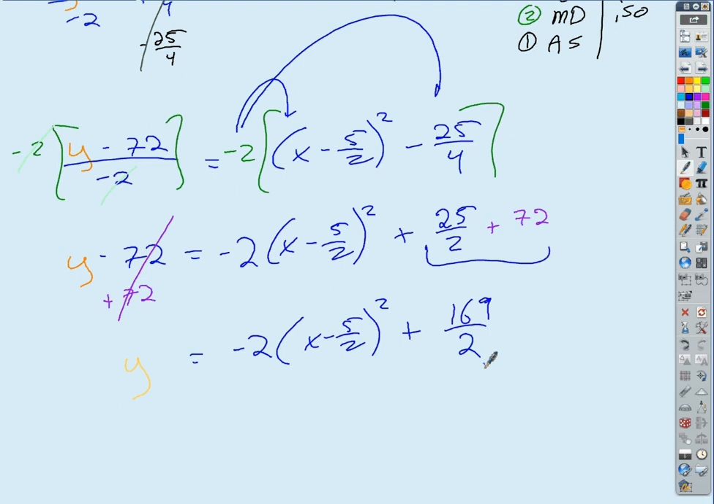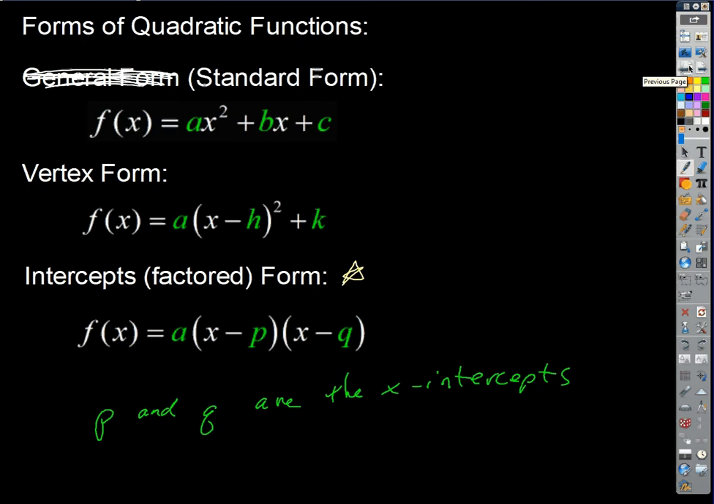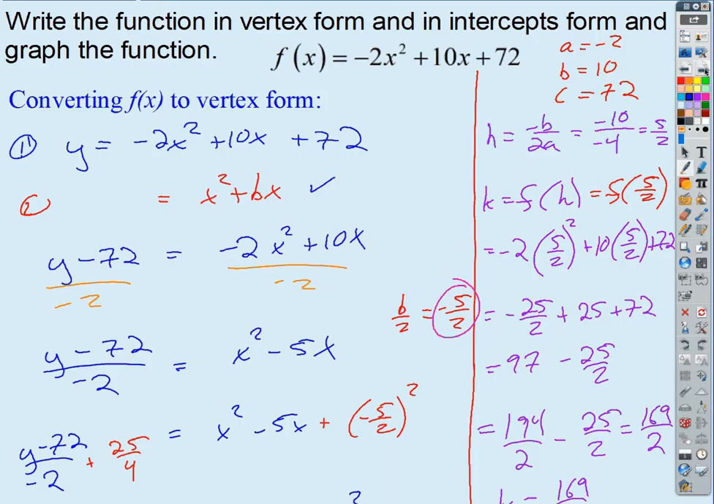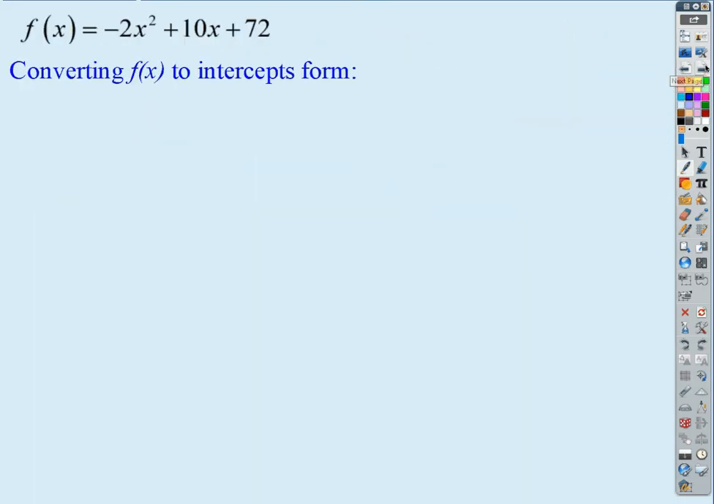So, going from standard to vertex is probably the hardest one. That's completing the square, right? Or finding h and k. Either way, if you get really bad numbers like we did in this example, it's not very fun to do. Converting to intercepts form, what's that? That would just be factoring, right?